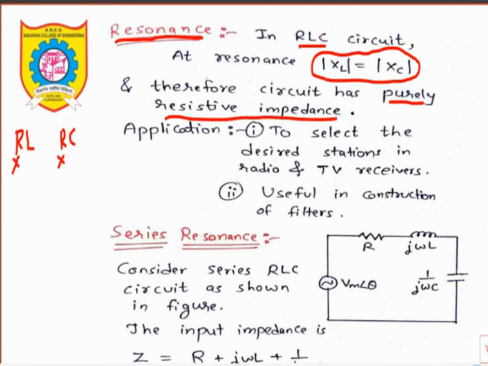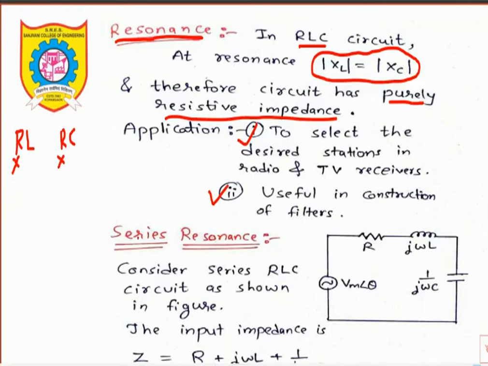Basically, this L and C are exchanging energy. That means inductor is transferring energy to capacitor, or capacitor may transfer energy to inductor. The application of resonance is that it is used to select a desired station in radio and TV receivers. And the second application is that it is useful for the construction of filters.